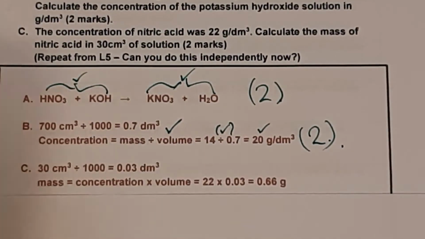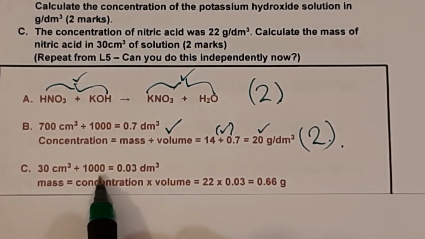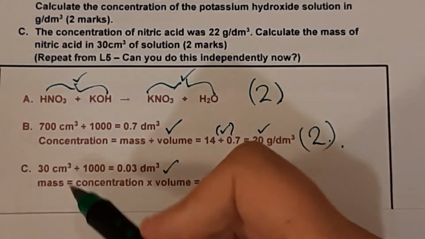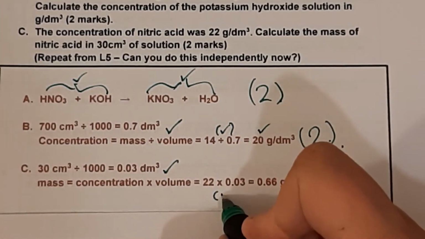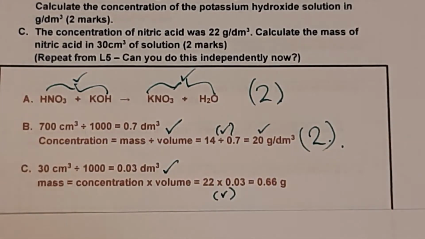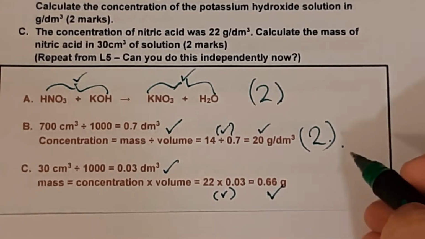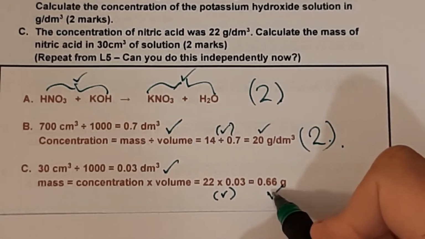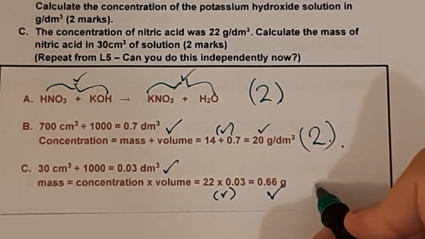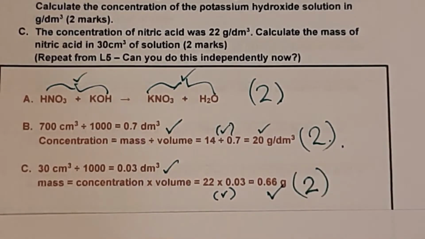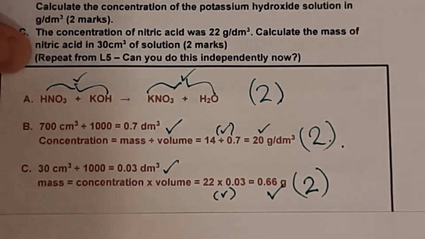Part C. So again, we divide our 30 by 1,000 to give us 0.03 decameters cubed. And again, if you haven't done that, but you have written 0.03 in this part of the equation, when you've done 22 times 0.03, then you can have that as your first mark instead. The answer is 0.66 grams, and 0.66 is sufficient to get the answer because they gave you the units, and you get 2 marks there. So this is out of 6.